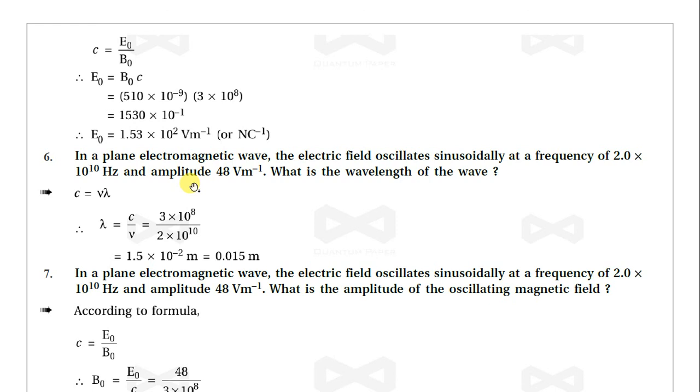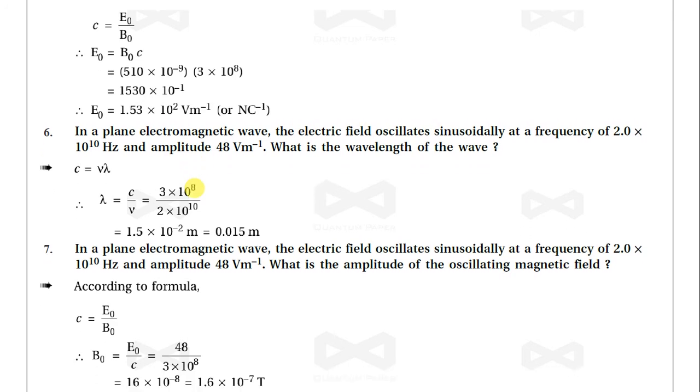Okay. Now see example number 6. In a plane electromagnetic wave, the electric field oscillates sinusoidally at a frequency of 2.0 into 10 raised to 10 Hz, and the amplitude is 48 volt per meter. What is the wavelength of the wave? C is equal to V into lambda, so lambda is equal to C by V. C, the velocity of light, is 3 into 10 raised to 8, divided by the frequency 2 into 10 raised to 10 Hz. So we get 1.5 into 10 raised to minus 2 meters, which is 0.015 meters.